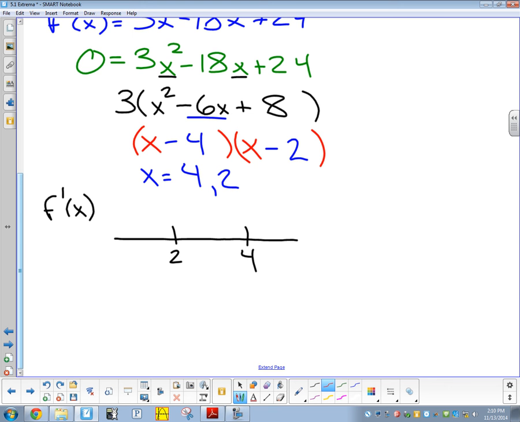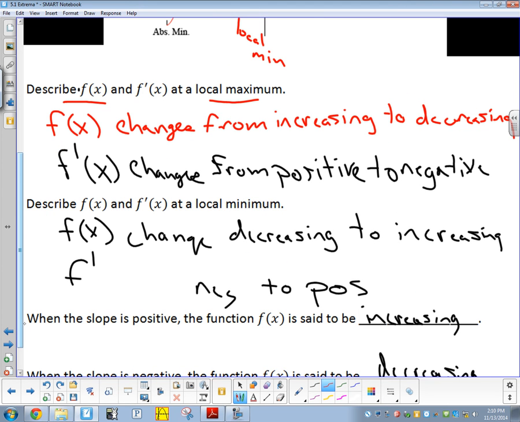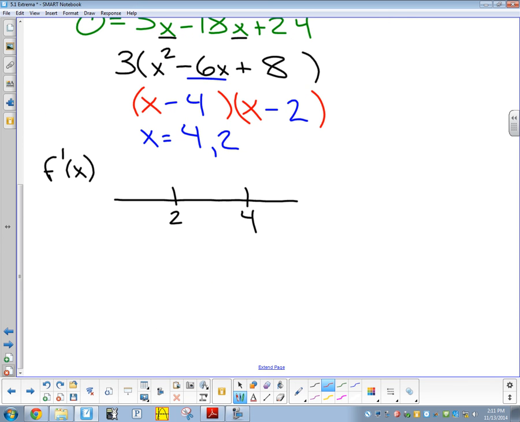Okay, what did we say had to be true about f prime if it's a maximum? My slope had to change from positive to negative. So I need to see at 2, does my slope on one side positive and my slope on the other side negative? How could I find out what the slope is before 2? What's a number before 2? 1. I could plug 1 in to find out what the slope is. And all I need to decide is if it's positive or negative.